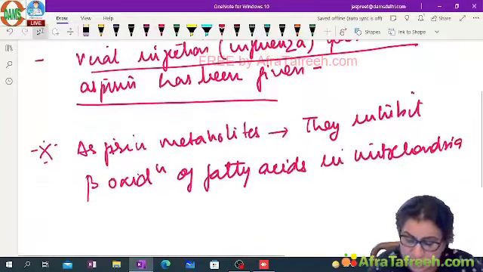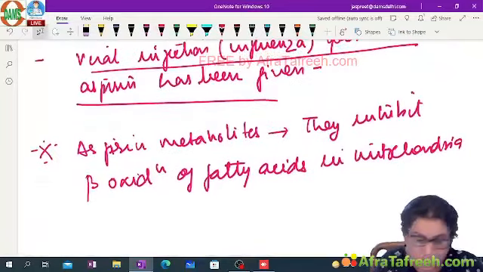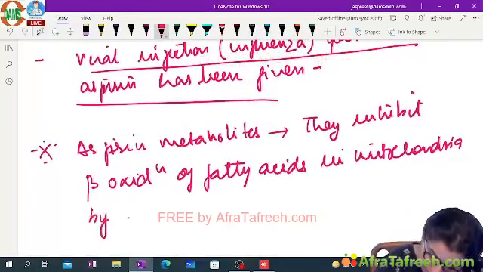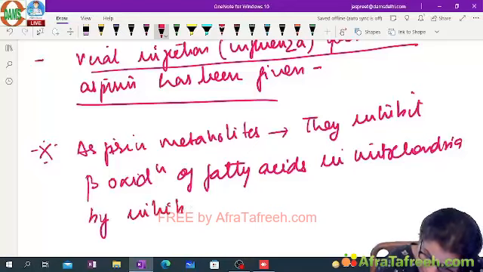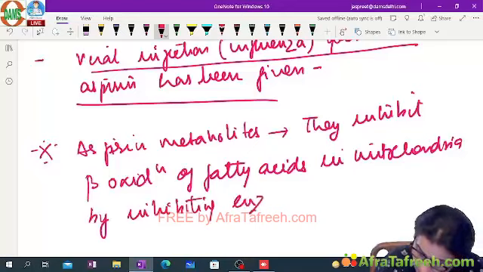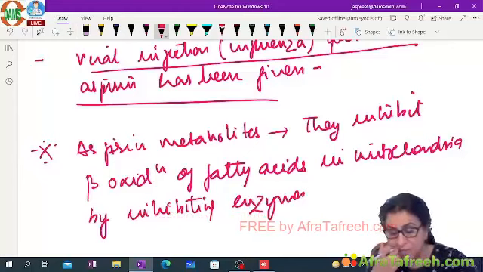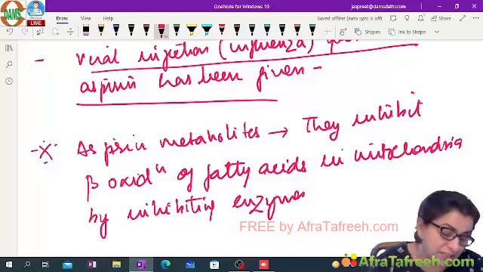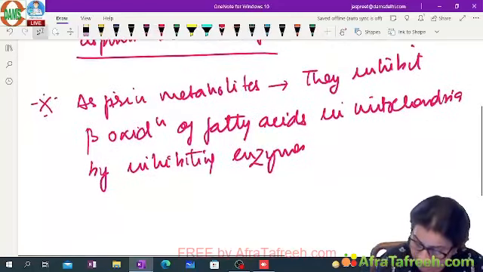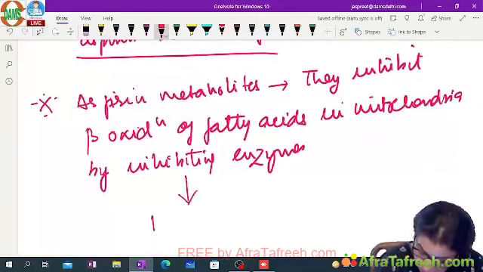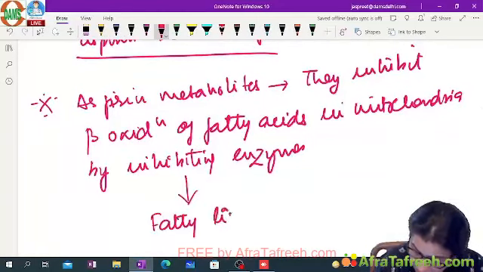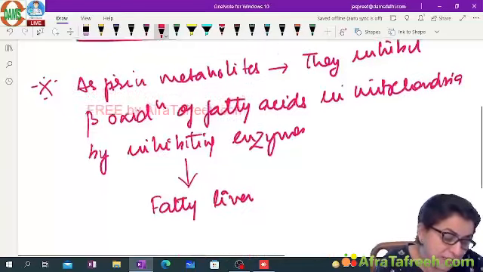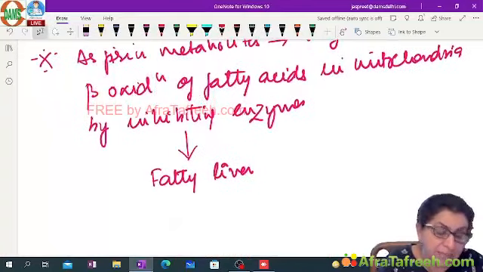So aspirin metabolites inhibit this beta oxidation of fatty acids by inhibiting enzymes. So these aspirin metabolites inhibit the enzymes that are involved in beta oxidation of fatty acids in the mitochondria. So once this happens, this leads to fatty liver. So the child ends up with fatty liver. So you see there are mitochondrial abnormalities.